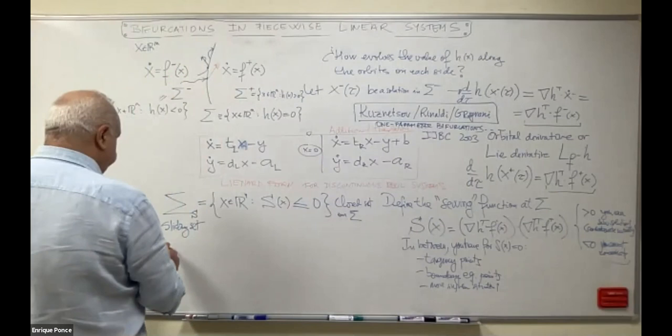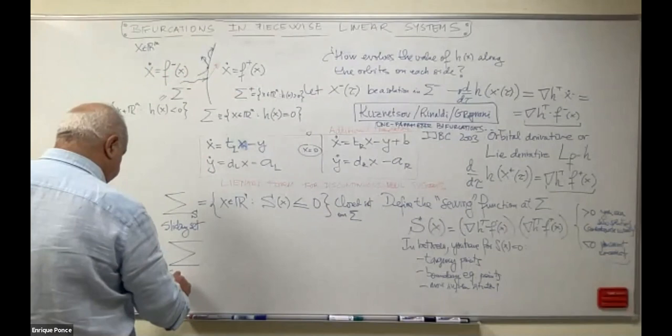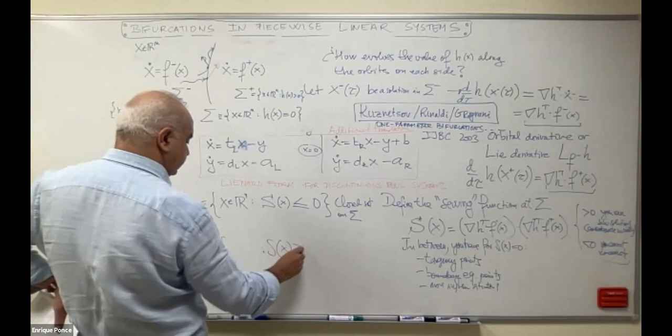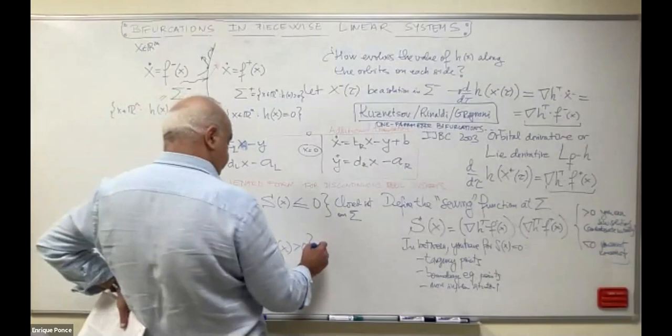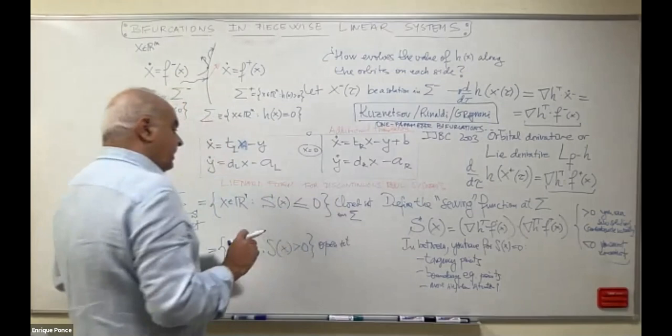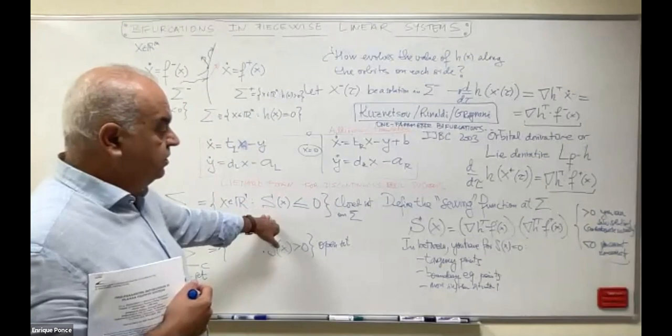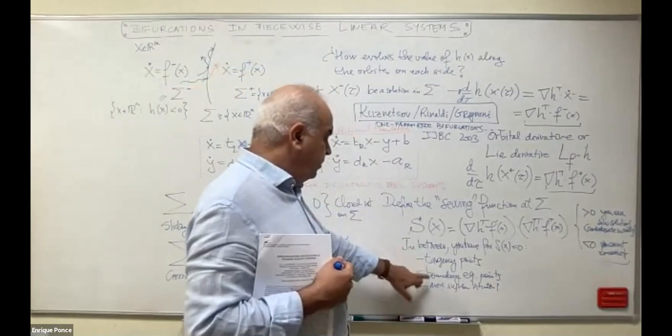Then this is a closed set in the relative topology of sigma. On the contrary, the complementary set is called the crossing set. And in this set, you get the same, but with positive value for the sliding function. This is an open set. As you see, the boundary of the sliding set is determined by the points where the sliding function vanishes. So the boundary of the sliding set should be tangency points or boundary equilibrium points or some other singular situation.